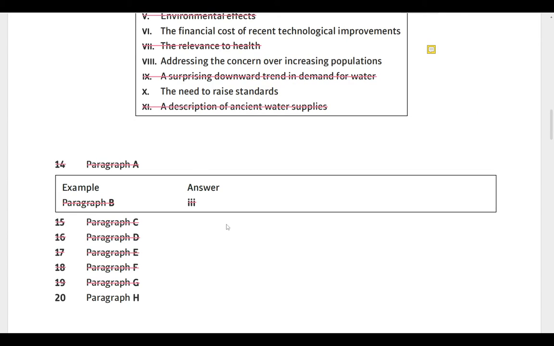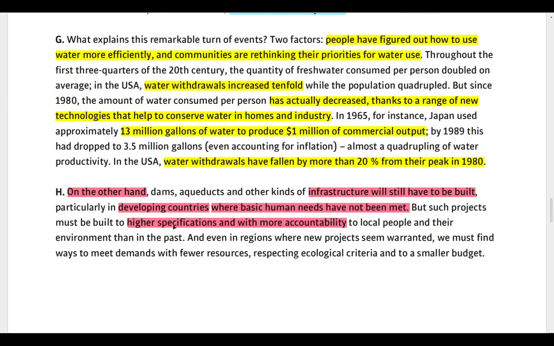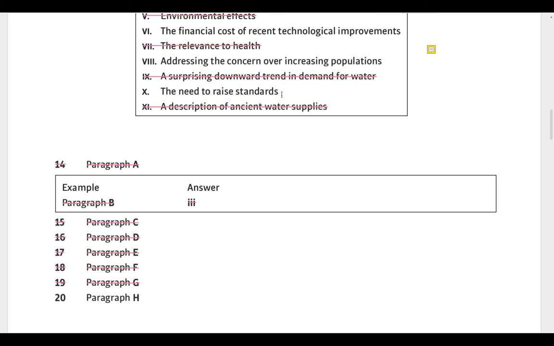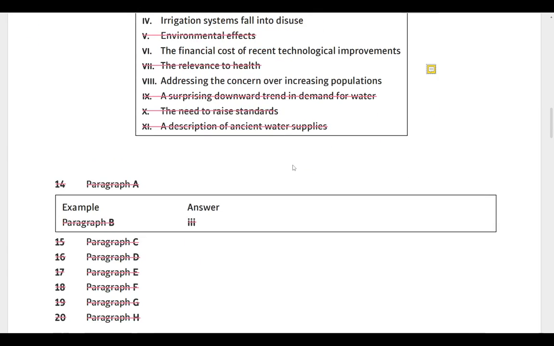So paragraph H is just saying that it's basically, I would say, to raise the standards. So let's choose that option. That is definitely to raise the standards. Because G was number 2, and this one we're going to change again as well. So yeah, 10, I guess, right?